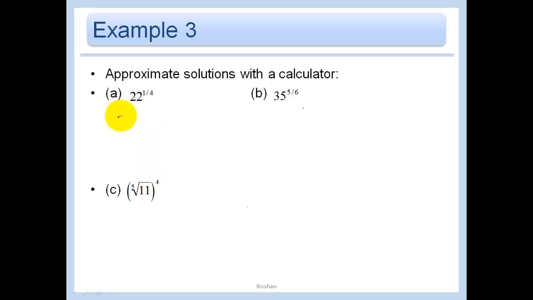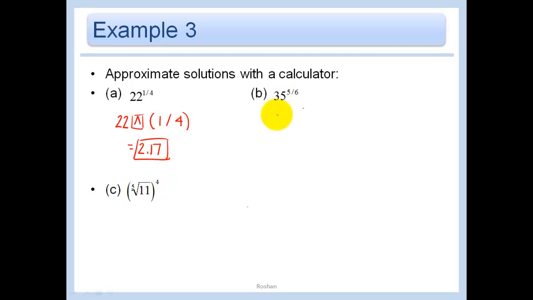So I'm just going to do 22, and then I'm going to use my power button. So that's that button. And then make sure you put the parentheses, otherwise you will get the wrong answer. So you want to do it to the 1/4 power. On your calculator, you should get 2.17.